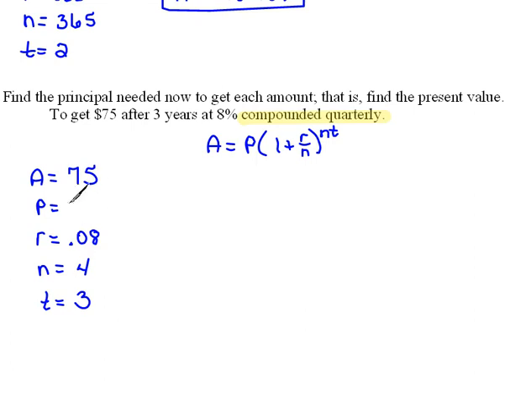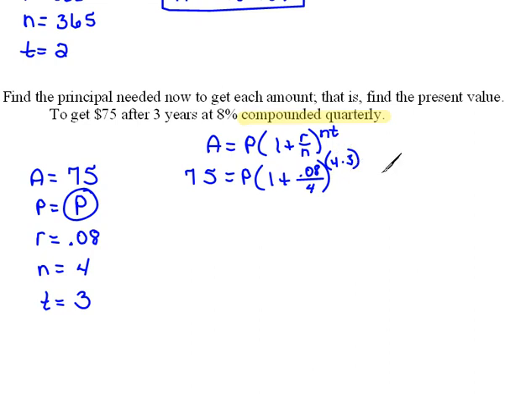The only thing we don't know is our principal. Now, does that make sense with what they're asking? We're supposed to be finding the principal. Well, there you go. We've done that correctly then. So let's plug all of this into our formula and solve for the missing variable. So here we'll have 75 in place of A equals P times 1 plus R, which is 0.08, over N, which is 4, raised to the 4 times 3, because those are N and T powers. I put that in parentheses.